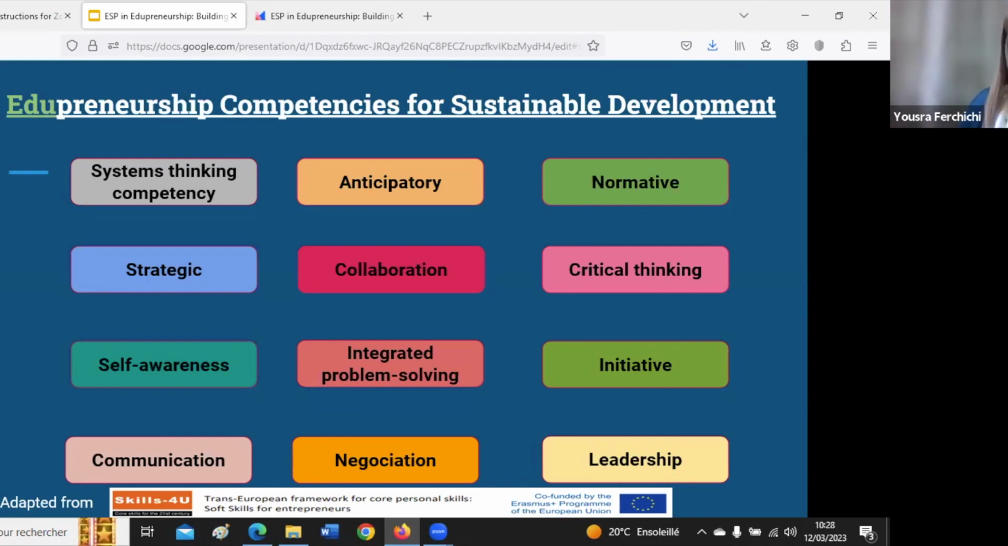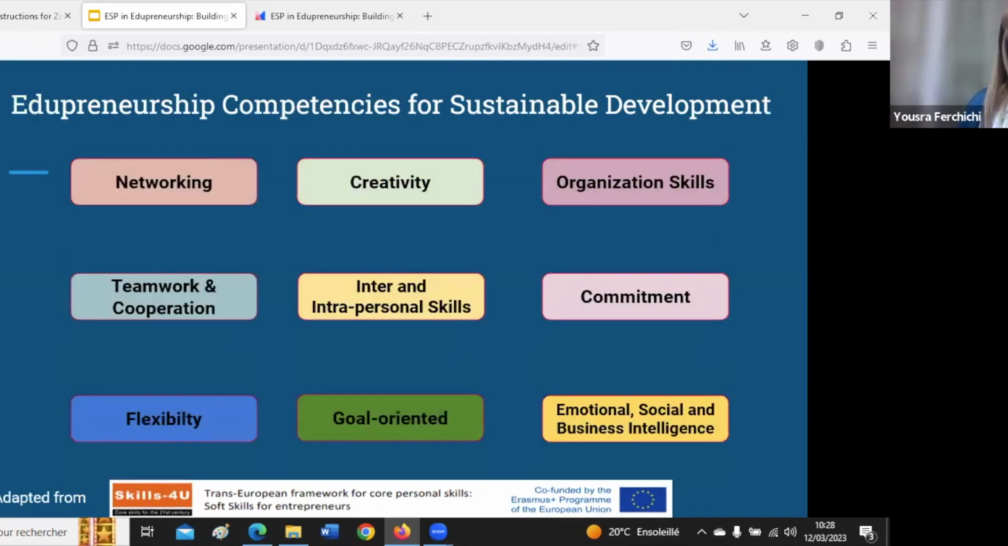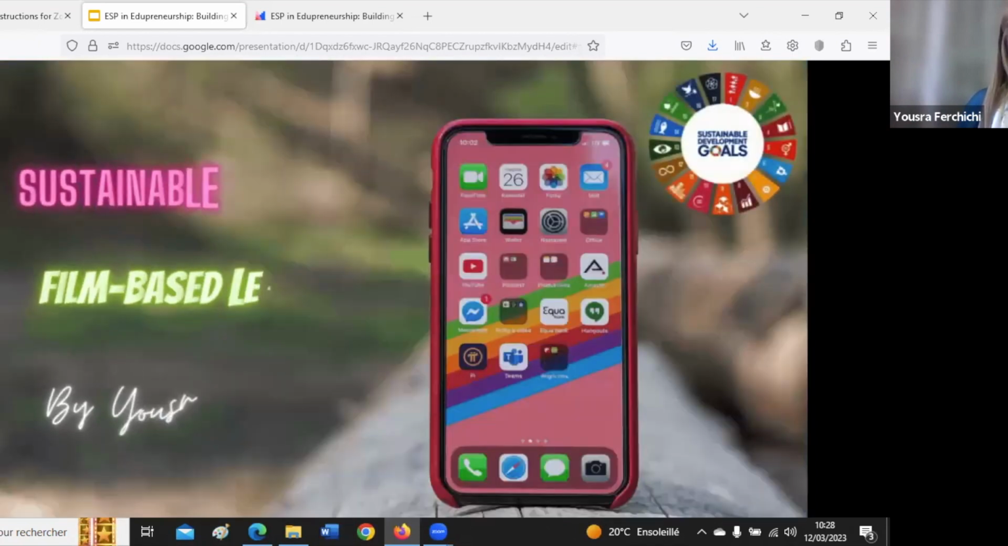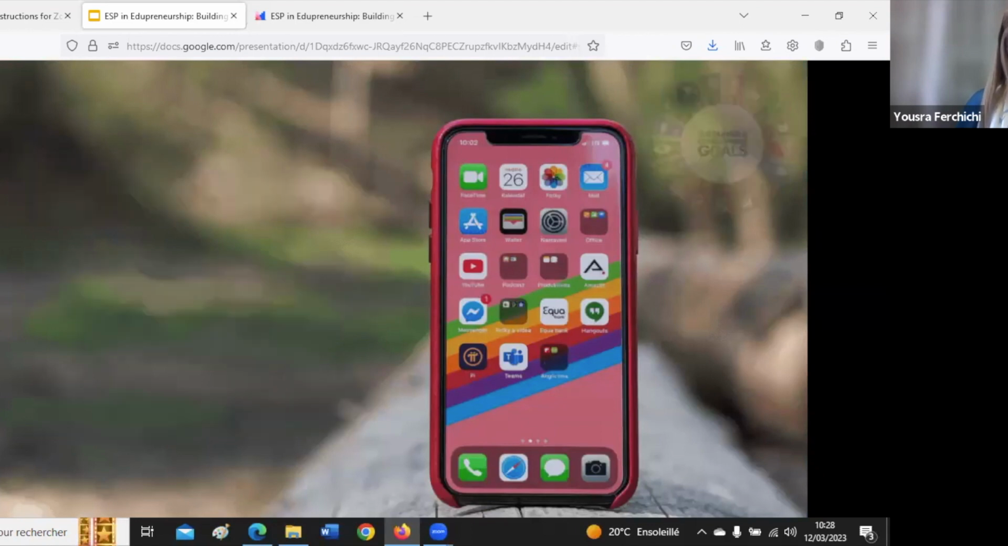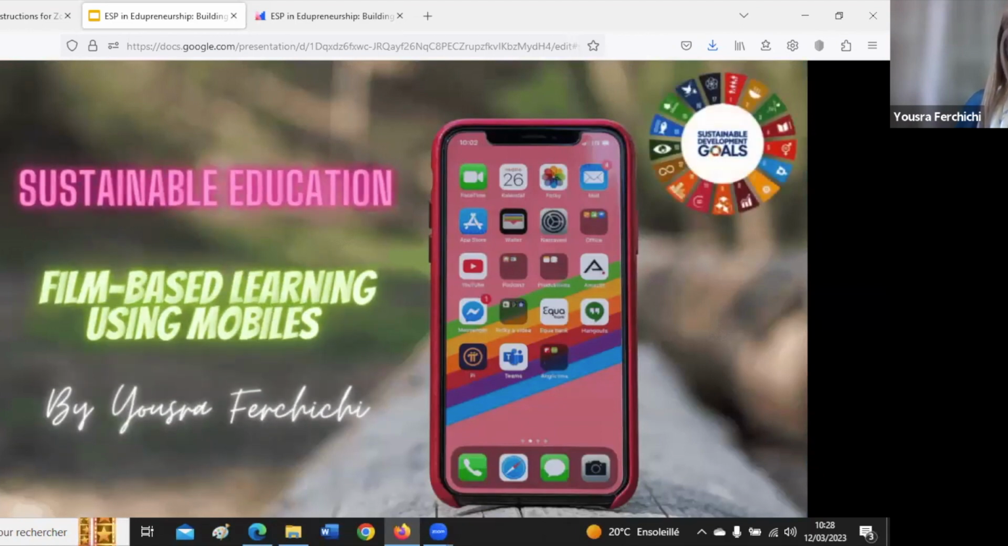So this is a summary. I'm not going to cite them one by one because there are many. But as you can see, you can recognize most of them, like creativity, flexibility, goal-oriented. And as a teacher, I've used a sustainable approach in my lessons, which is using mobile phones in class a lot to conduct such a project. So we're going to watch a short 1-minute video, where my students have promoted their NGO in a short video that they have recorded themselves.